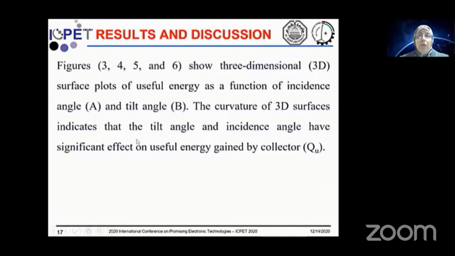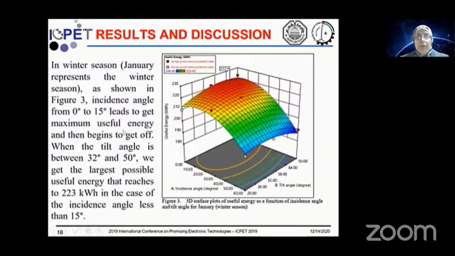The following diagrams we will see in the next slides show the 3-dimensional surface plots of useful energy as a function of incidence angle A and tilt angle B. The curvature of the 3D surfaces indicates that the tilt angle and incidence angle have a significant effect on the useful energy gained by the collector. This diagram shows the useful energy in kilowatt hours, incidence angle, and tilt angle.